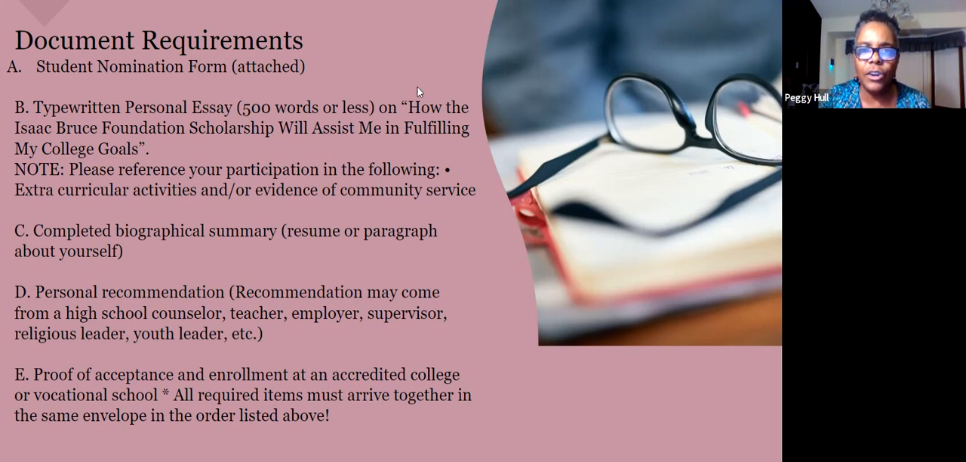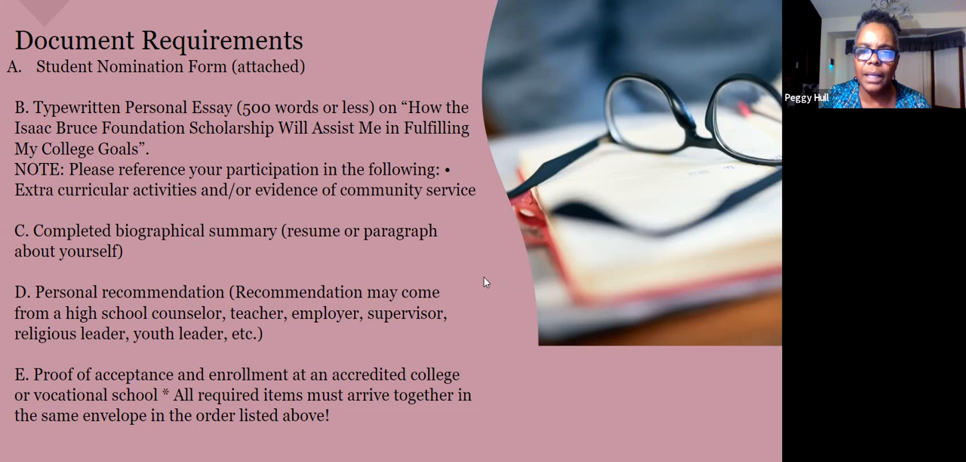Now, if you notice, it says on here, please reference your participation in the following areas: extracurricular activity and/or evidence of community service. So you can look at that in a bunch of different ways. I have a lot of different sample essays that would do that in either case. But the biggest thing I want students to remember is when somebody asks for a personal essay, you want a story. You need to tell a story of who you are. In 17, 18 years on this earth, there's a story of why you are where you are at this moment and why you want to pursue a college education. So that would be the next thing.